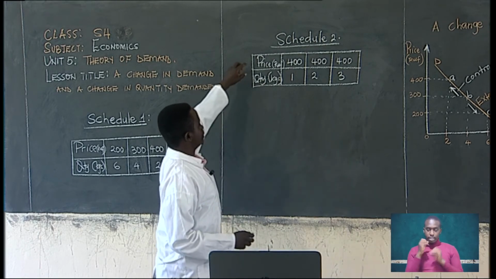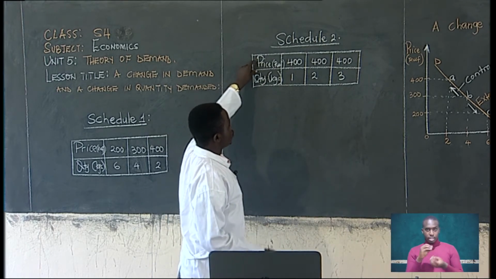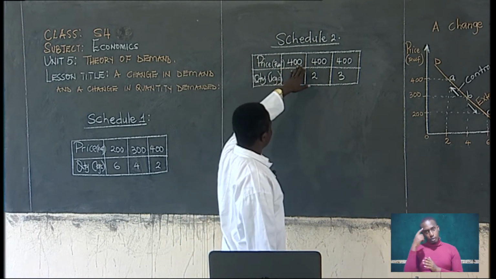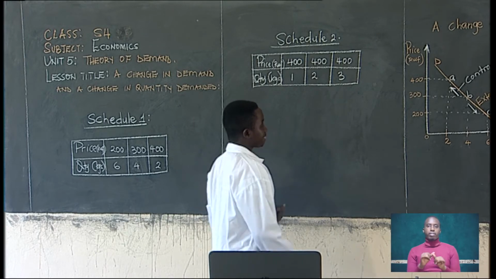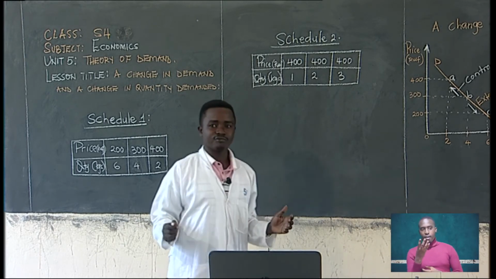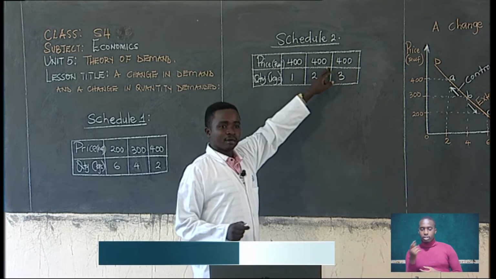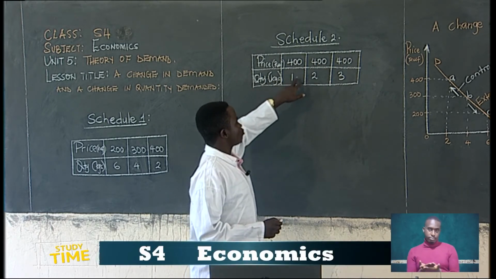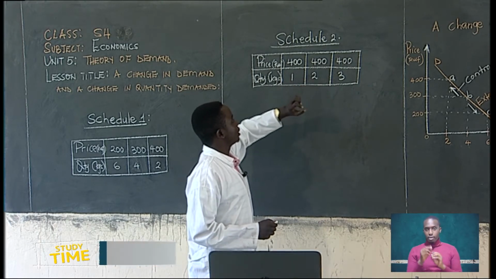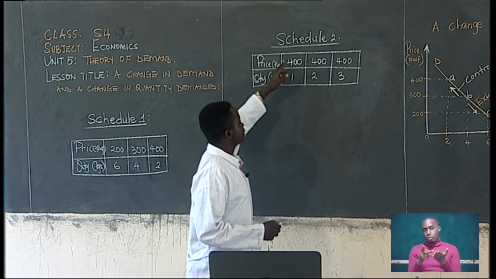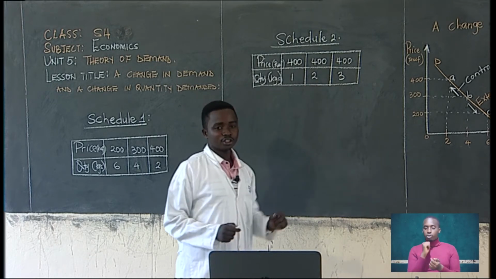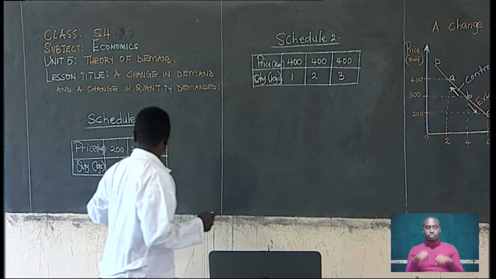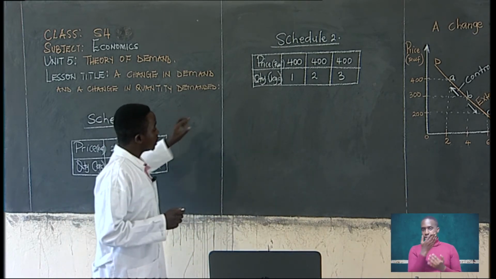So if you check our table number 2, and you check the row for prices, we have a constant price, 400, 400, 400. That is our constant price. But if you check the column for quantity demanded, the number of units that were consumed or demanded or bought at this constant price is not the same. It is changing. So I want you to get the difference between this table and the other one if you analyze them.